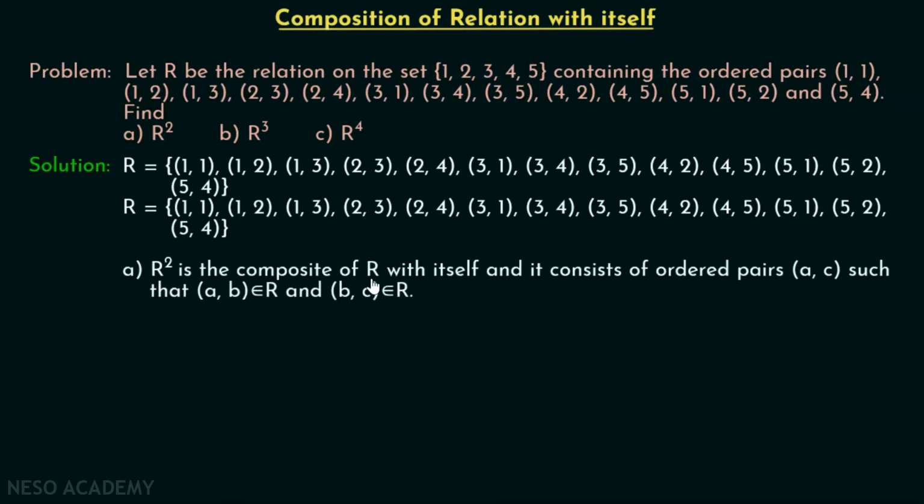R square is the composite of R with itself, and it consists of ordered pairs (A, C) such that (A, B) belongs to R and (B, C) belongs to R. As simple as that. So what is R square? R square is nothing but composition of R with itself. Okay, let's find out what is R square.